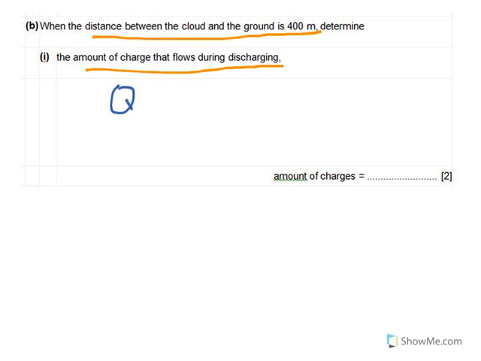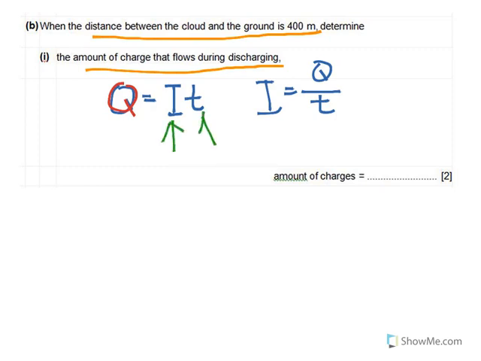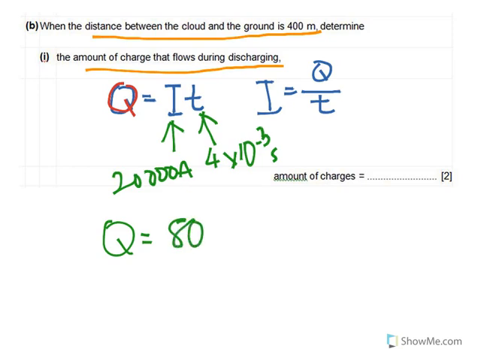So Q is actually IT. Or if you want, you can write that current is equal to charge over time. So I can put them together. And what are all the quantities that I have? This is what I want to find, so this is my unknown. I already have my current and my time, so go back to the question. Current is 20,000 ampere, and I have time, which is 4 times 10 to the power of minus 3 seconds. If I multiply them together, I get the total charge Q, which is equal to IT. And what is the unit for charge? It is Coulomb, so it's a capital C. So this is my answer, 80 Coulomb.